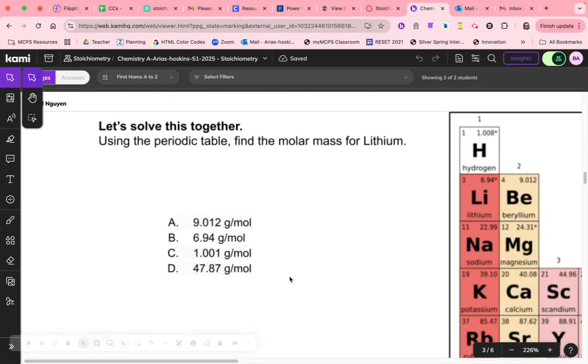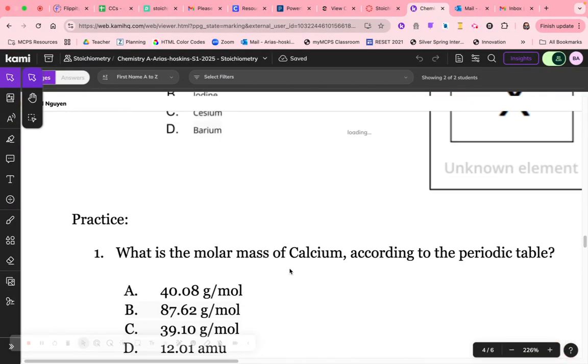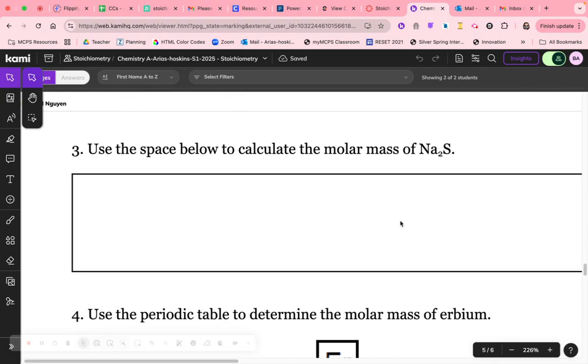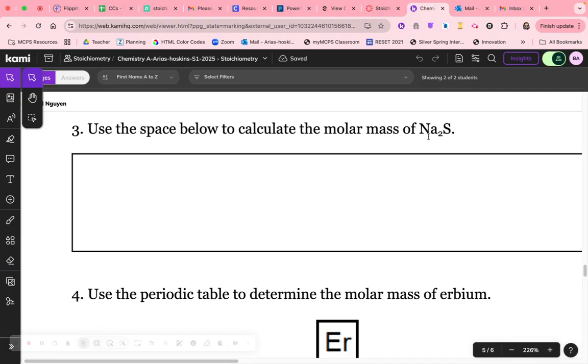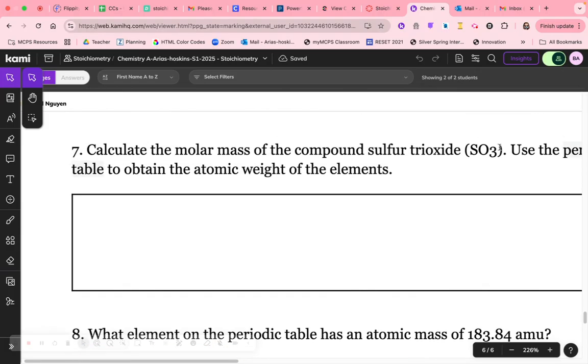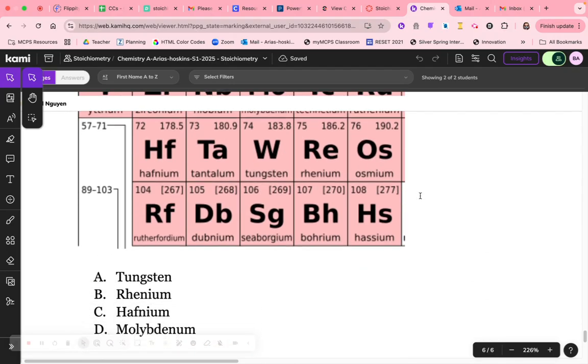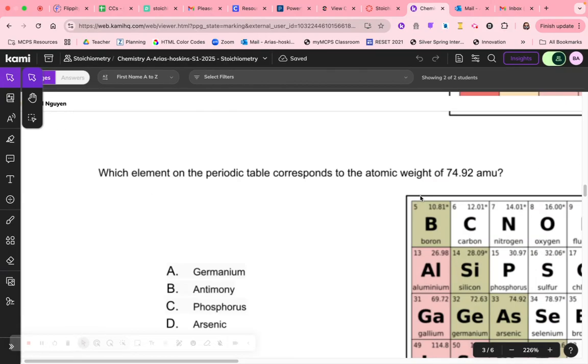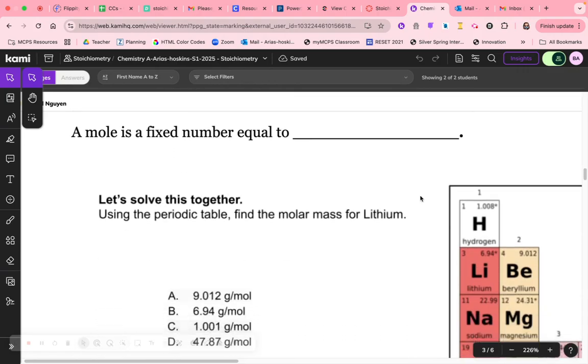Understand this part, because guess what? You're going to see it again over here where it says use the data provided to calculate the molar mass of ammonia, which is NH3. You have to do exactly the same thing as the previous two exercises on page 1. You're going to do the same for Na2S, okay? And then you're going to do the same thing for SO3, okay? Now, once you're done with those 3 exercises, you're going to go back to this page.